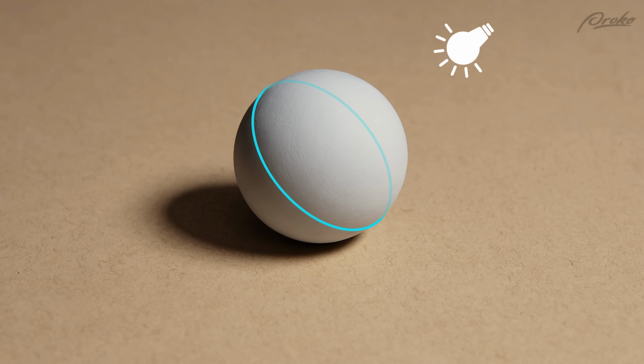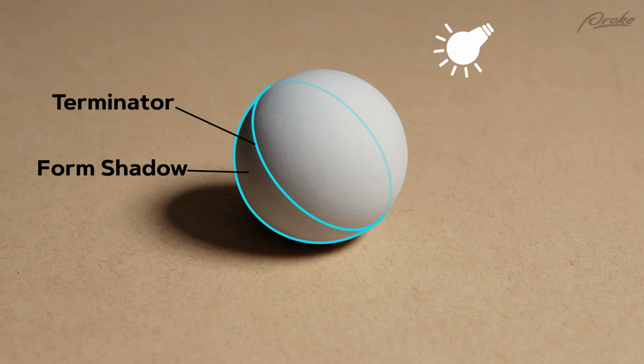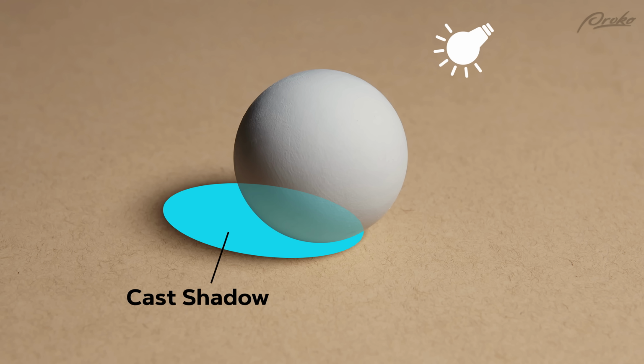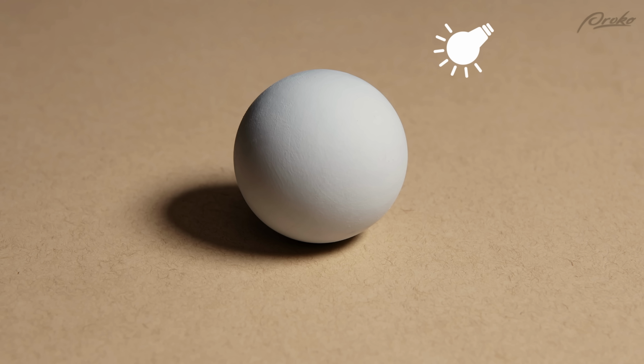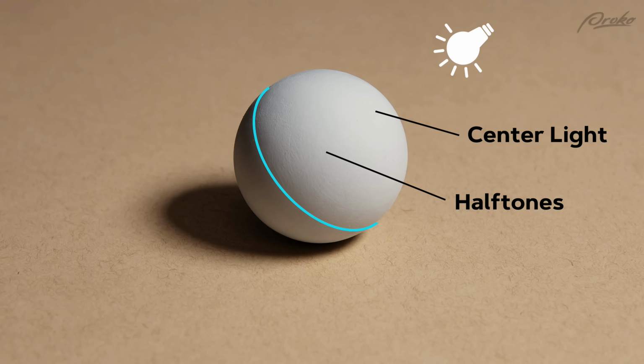The terminator is the edge where light transitions into shadow. Beyond it is the form shadow, the area that's turned away from the light source. It's different from the cast shadow, which occurs when an object blocks light from hitting another surface. On the lit side, we have the center light, that's the point facing directly toward the light source. As the form turns away from the center light, we see darker and darker halftones, until they reach the terminator.